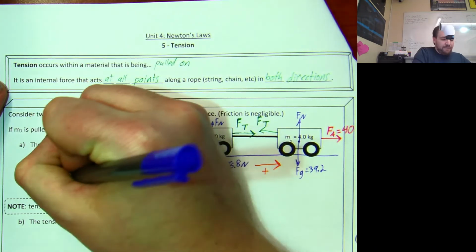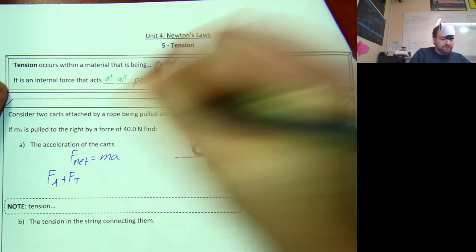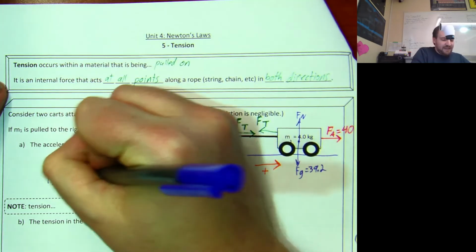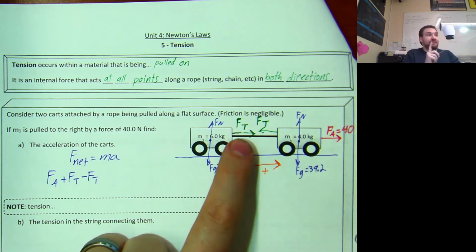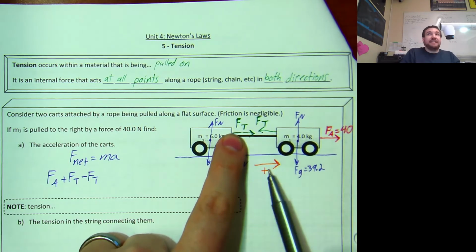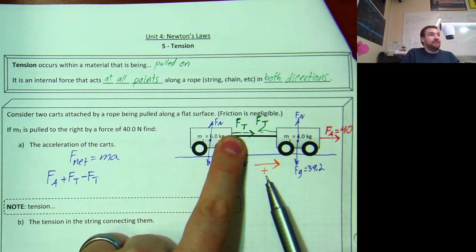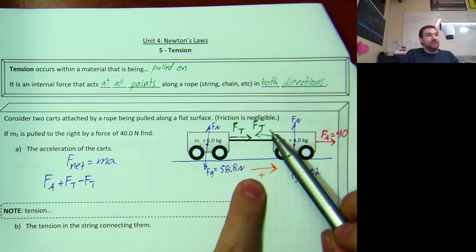FA plus FT minus FT. What does that mean? Well, they're in opposite directions. This FT is in the same direction as what we call positive, and this one's in the other direction. Why do we even write FT then? Because that would cancel out. I'm writing it because I want to make sure everyone understands explicitly that it cancels out.